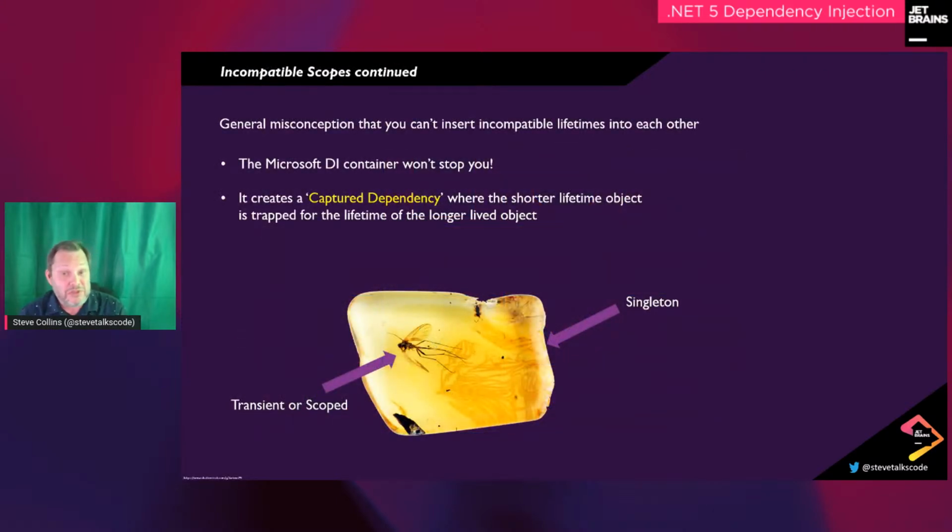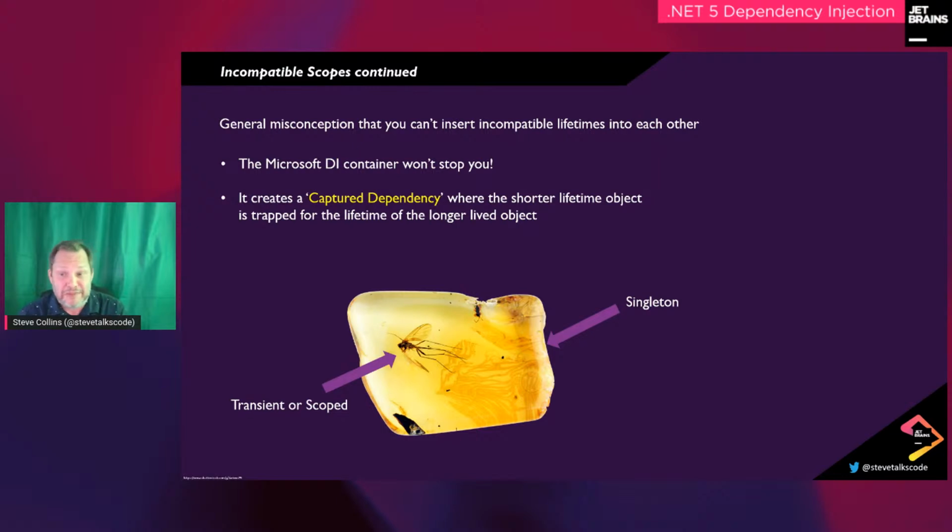Now, I'll try to choose my words carefully when describing these relationships, because there's a general misconception that it's not possible to inject incompatible lifetimes into each other. That's not strictly true. I can't speak for other containers, but the Microsoft container won't actually stop you. If you have a singleton and its constructor requires an instance of something that has been registered with a shorter lifetime, the container will happily give you that instance. The problem is, the instance you get will have its lifetime promoted up to be the same as that of the receiving instance. In other words, a transient instance will be locked into a singleton and not released until the singleton is disposed of. And that doesn't happen until the container is done and dusted.